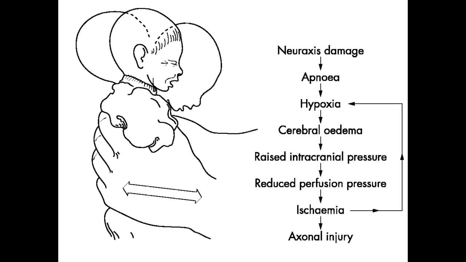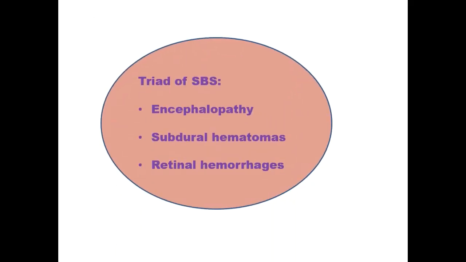What do you see here? You see that there is damage of the neuraxis, which results in characteristic apnea, and the child starts crying because of the hypoxia. That subsequently results in cerebral edema, a raised intracranial pressure, reduced perfusion, ischemia, and finally a hypoxic ischemic encephalopathy that culminates in axonal injury. So the triad of shaken baby syndrome is encephalopathy, a subdural hematoma, and retinal hemorrhage.